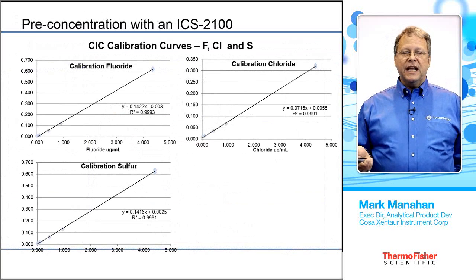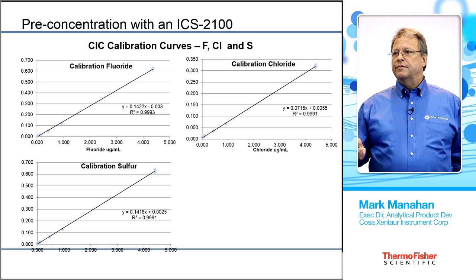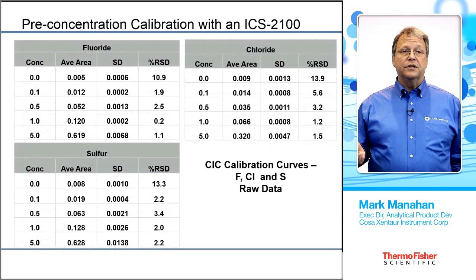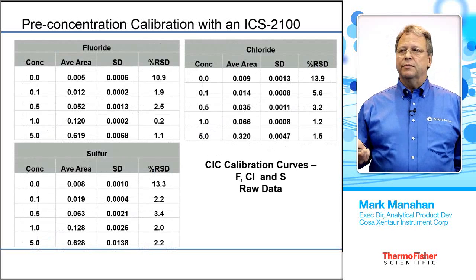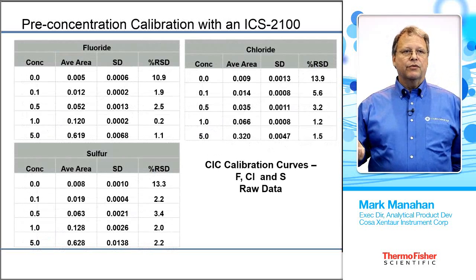Calibration curves showing linearity. We have a fluoride, a chloride, and a sulfur calibration curve. And here's some actual data where you can see how the precision for these concentrations is excellent. For a 100 ppb standard, you have an RSD of 1.9% for fluoride, and the rest of the data looks outstanding in my opinion.